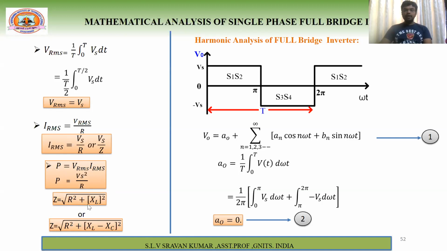And Z is equal to square root of R square plus XL square, and Z is equal to square root of R square plus XL minus XC whole square.